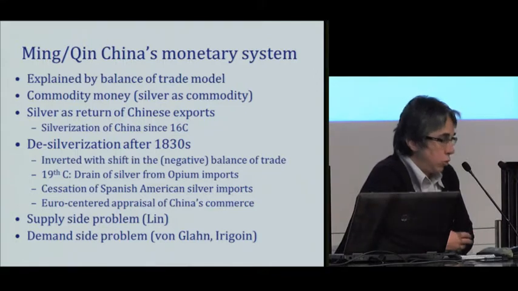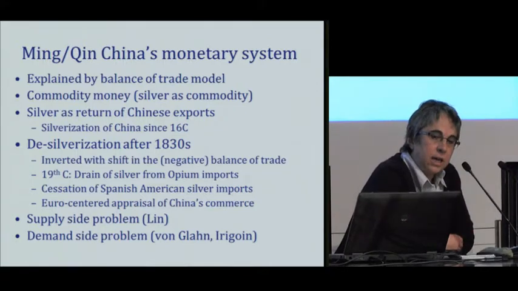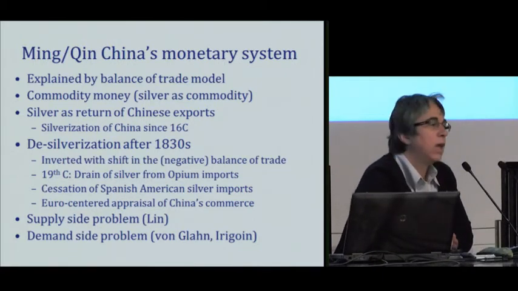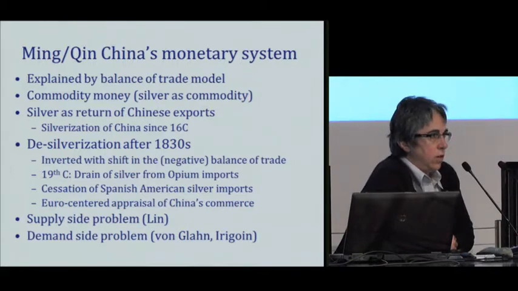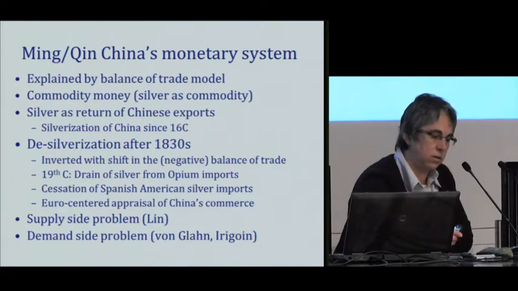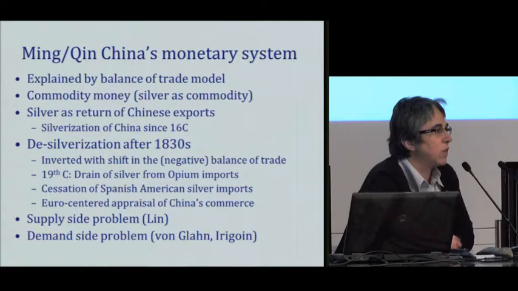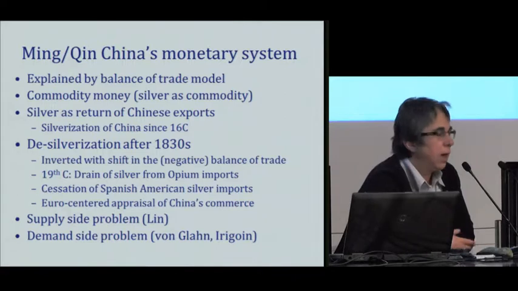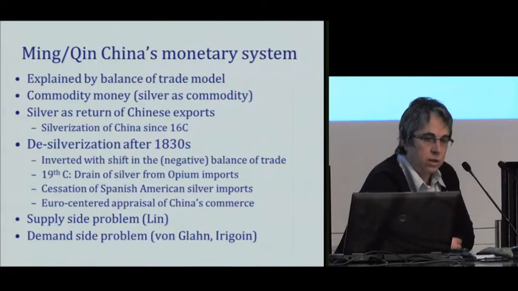That is when, presumably, and according to European sources, this balance of trade inverted and became negative, usually associated with the drain of silver because of the opium imports, or more recently, this revisionist stance by Mang Huoling, because of the cessation of Spanish-American exports of silver to China. In any event, these interpretations are seriously biased. I wouldn't say Eurocentric, but centered on the European information about China's commerce.